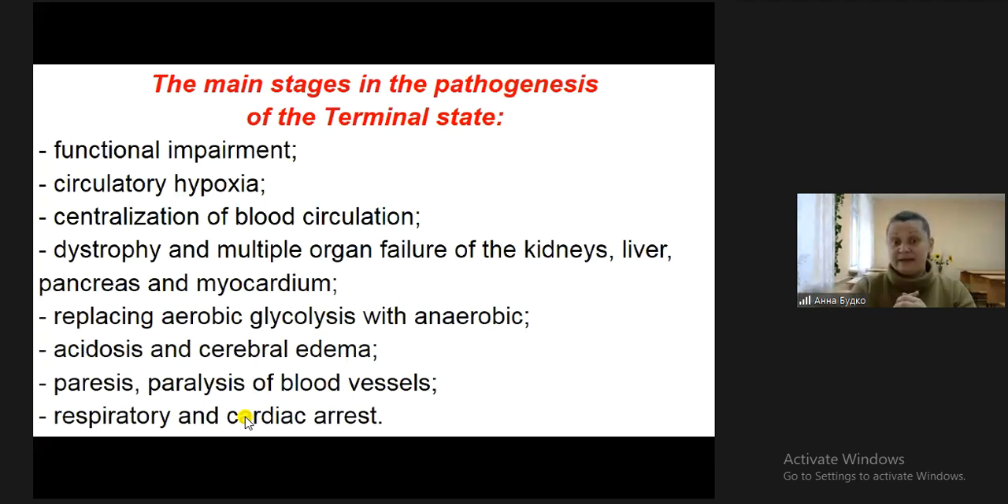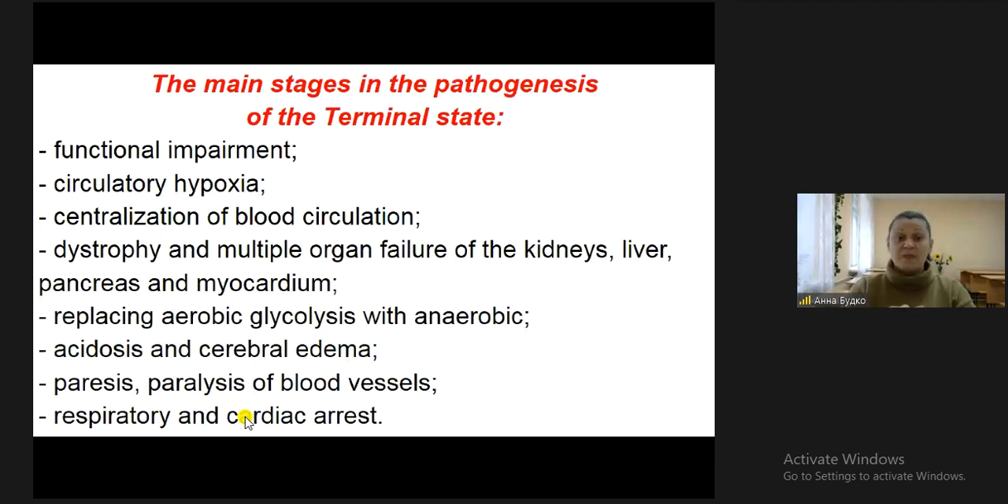Due to brain edema, paresis and paralysis of the respiratory and cardiac centers, which are located in the central nervous system, are formed. As a result, the respiratory function stops first. After 30 minutes, you can see the signs of cardiac arrest, the stop of cardiac activity.